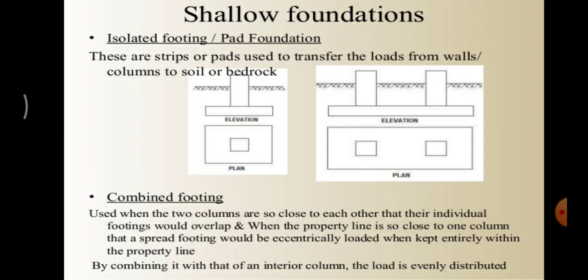Isolated footing and pad foundation. These slabs or pads are used to transfer the load from walls and columns to soil or bedrock. Combined footing is used when two columns are so close to each other that their individual footings would overlap, and when the property line is so close to one column that a spread footing would be eccentrically loaded if kept entirely within the property lines. By combining it with that of the interior column, the load is evenly distributed.